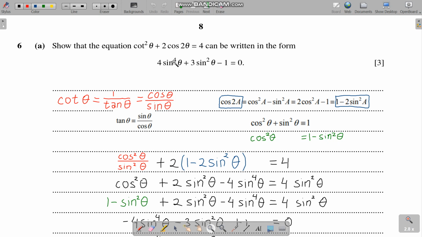This is about trigonometric equations. Show that the equation cotangent squared theta plus 2 cos 2 theta equals 4 can be written in the form 4 sine to the fourth theta plus 3 sine squared theta minus 1 equals 0. So first of all, cotangent is 1 over tangent, and in the MF19 we have this formula. So 1 over tangent is the reciprocal, cos over sine.